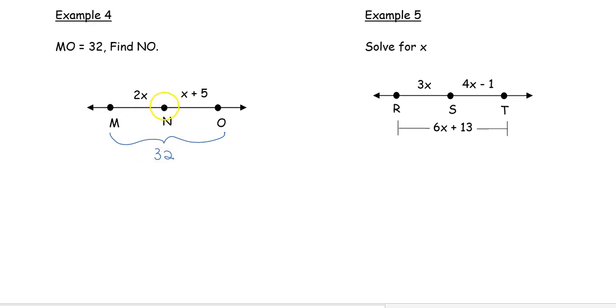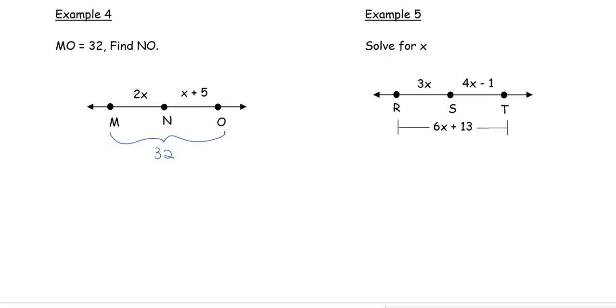In the end, I want to find what the length of NO is. Before I can find out what the length is, I have to find out what X is. So my first step here, although my directions didn't say it, is to find out what my X value is. To do that, we're going to use our segment addition. Small piece 1 plus small piece 2. Those 2 pieces together equal the whole. So 2x plus x plus 5 is going to be equal to 32. It takes those 2 pieces, those 2 segments to equal the whole.